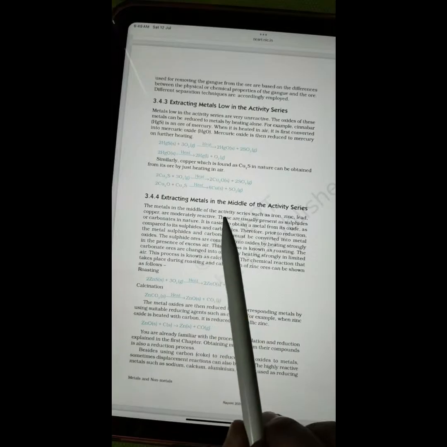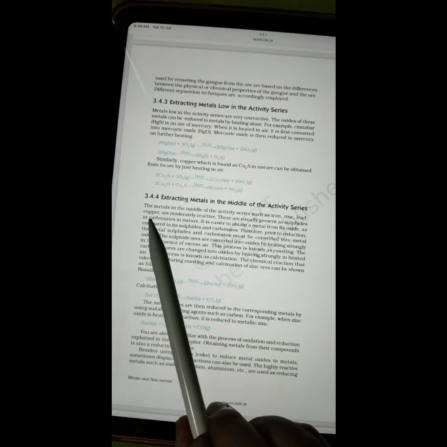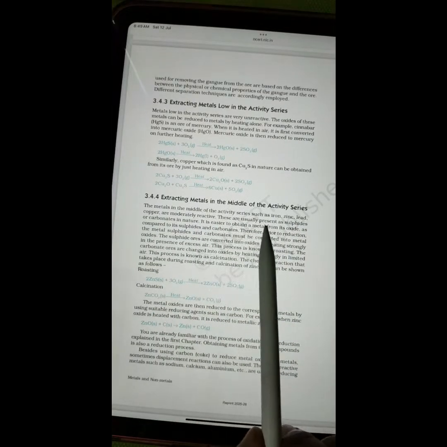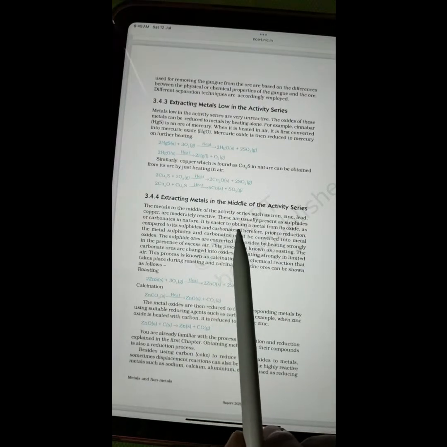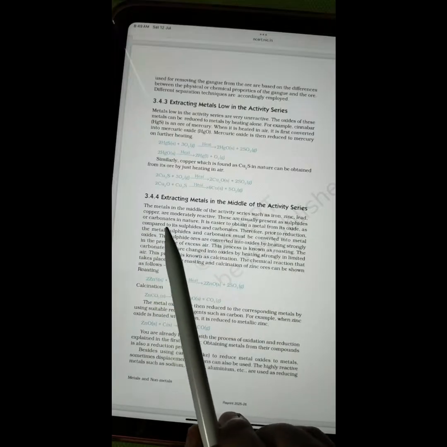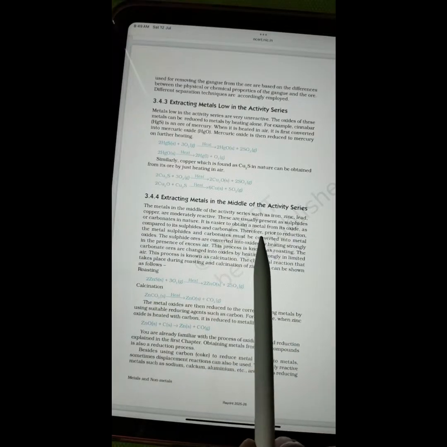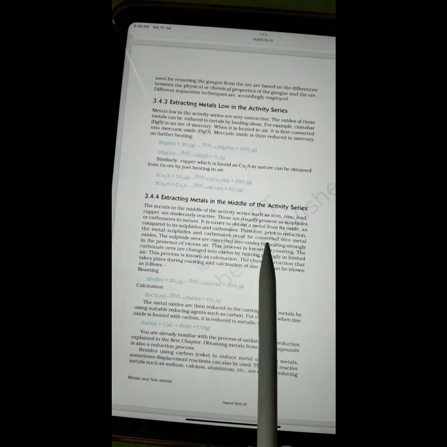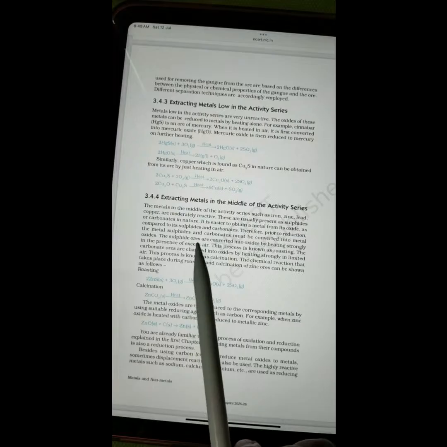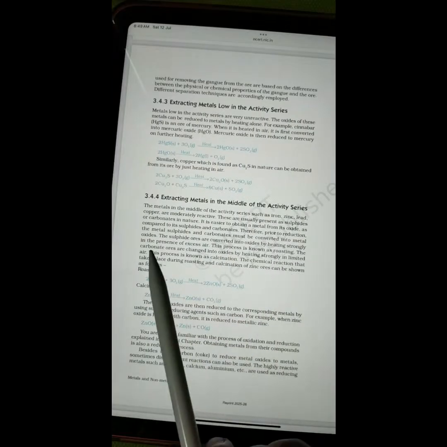3.4.4 Extracting metals in the middle of the activity series. The metals in the middle of the activity series, such as iron, zinc, lead, or copper, are moderately reactive. These are usually present as sulfides or carbonates in nature. It is easier to obtain a metal from its oxide as compared to its sulfides and carbonates. Therefore, prior to reduction, the metal sulfides and the carbonates must be converted into metal oxides.